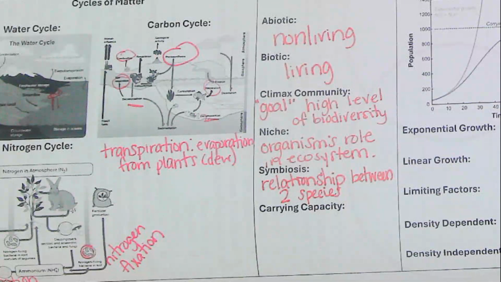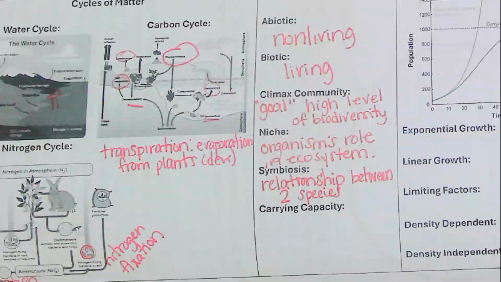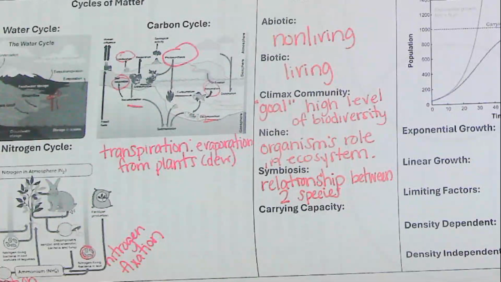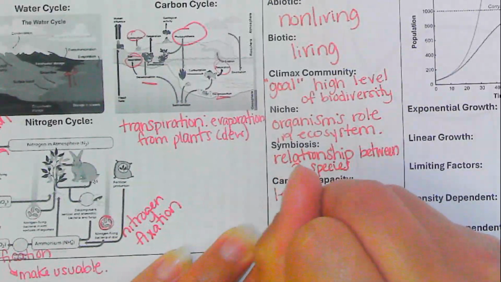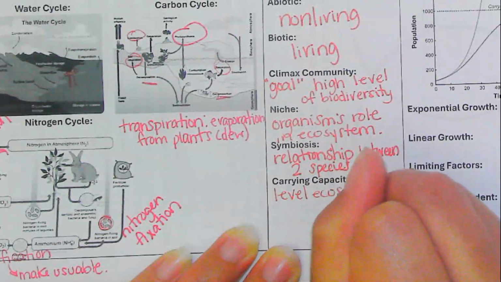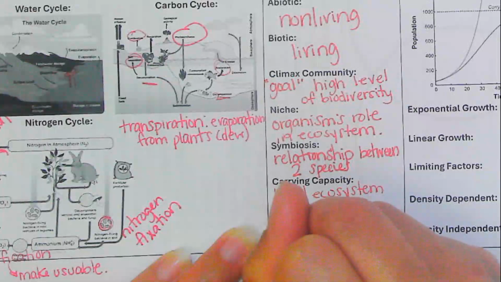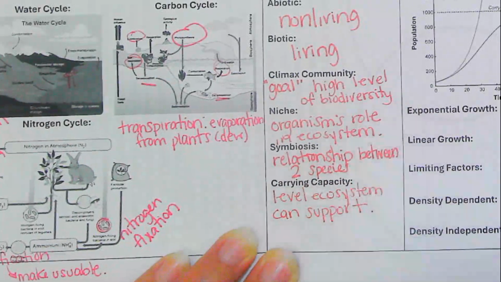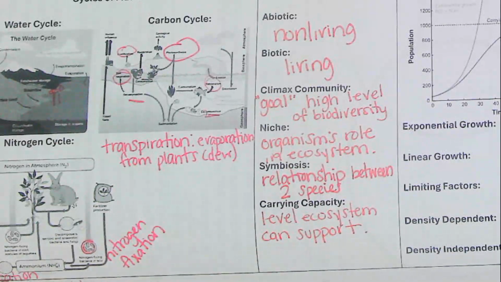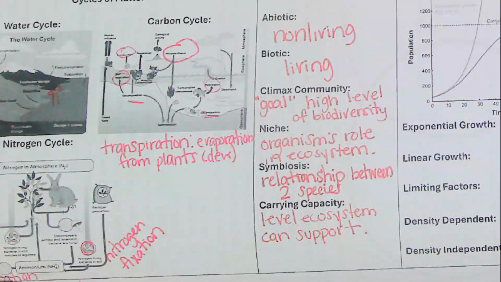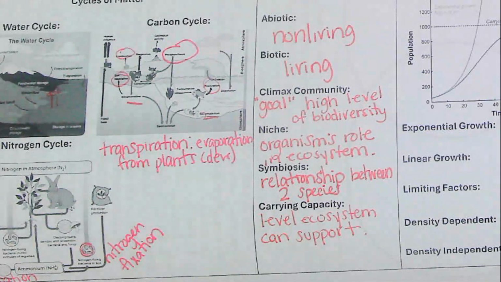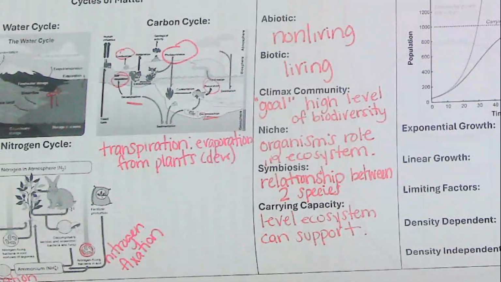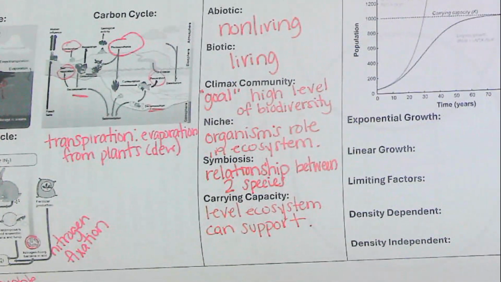And then lastly, carrying capacity. What's a carrying capacity? How much you can support, right? The level the ecosystem can support. So whether that's due to resources or population size, demographics, etc., it is the maximum population the ecosystem supports. Which ties right into your last topic about population growth.